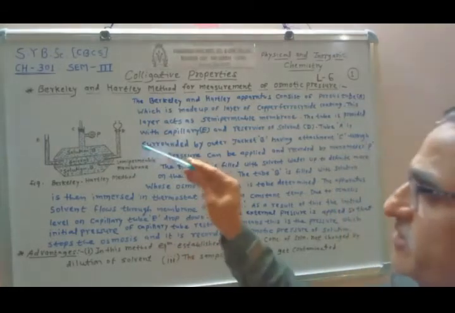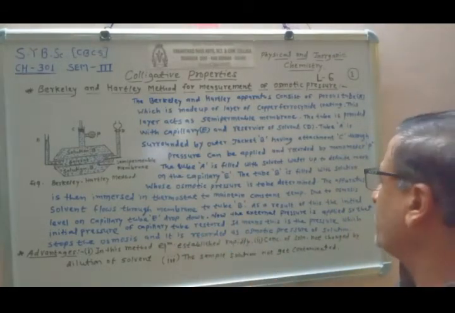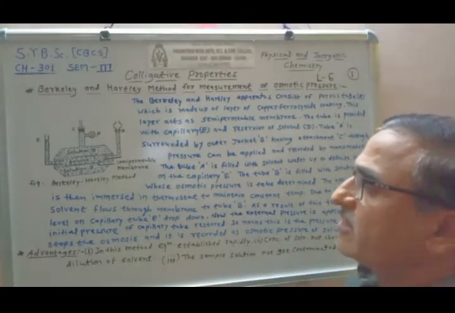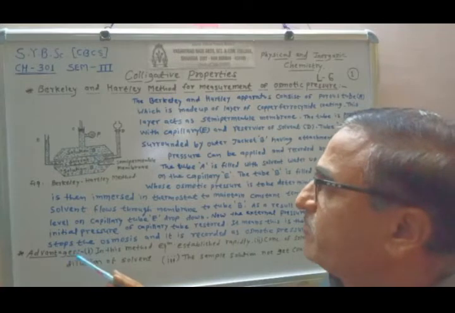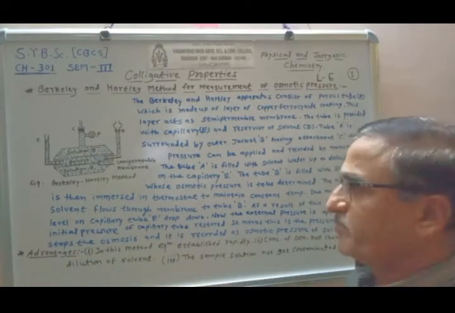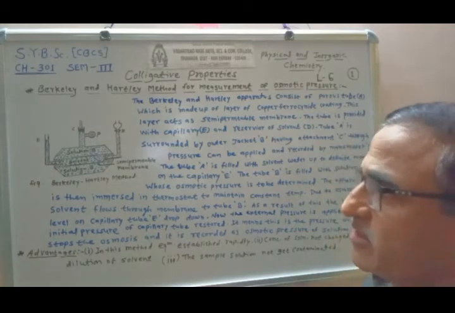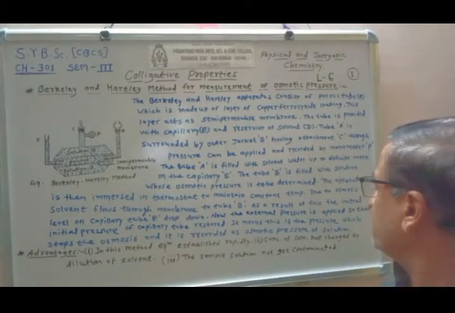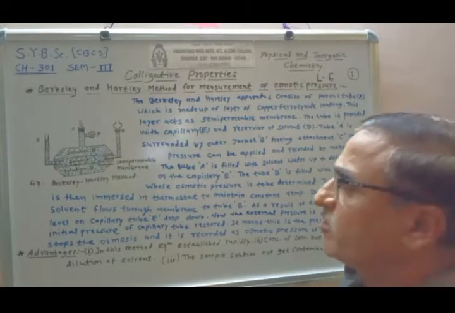So this is the pressure. In this way we can record the osmotic pressure. Now for this method there are three advantages. First is, in this method equilibrium is established rapidly. This is very important. Equilibrium is established very rapidly. Second, the concentration of solution is not changed by dilution of solvent.